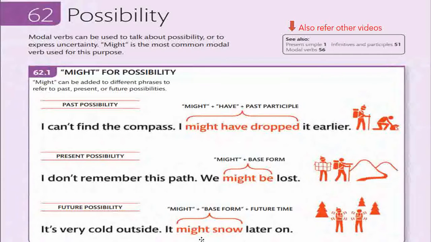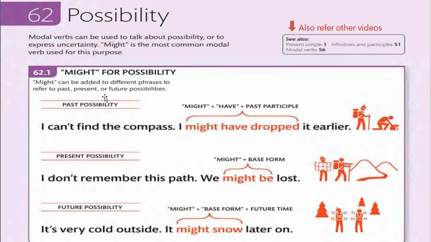So we have the word might. We have the base form just like the present. Then how does it become future? You have the future time marker. Future time markers are later on, tonight, tomorrow, later, one year later. So these phrases are time markers or future time references. That is how the construction is taken as the future possibility.